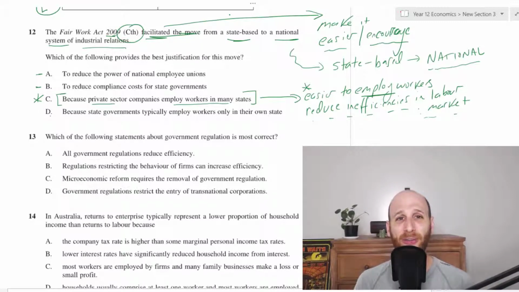The other one says because state governments typically only employ workers in their own state. Well then, why do you need a national system? So the answer here is C. I'm not 100% sure about these ideas. Maybe your own teacher can give you some clues, but I'm just thinking this is the most likely response.